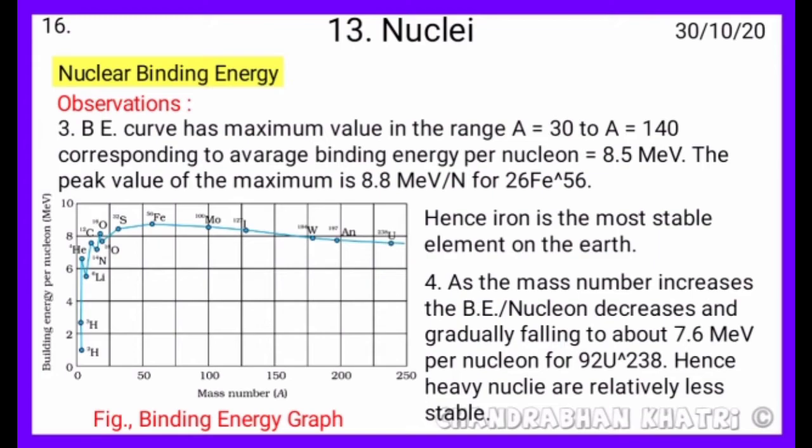Fourth point, as the mass number increases, the binding energy per nucleon decreases, gradually falling to about 7.6 mega electron volt per nucleon for 92U238, that is uranium. Hence, heavy nuclei are relatively less stable.